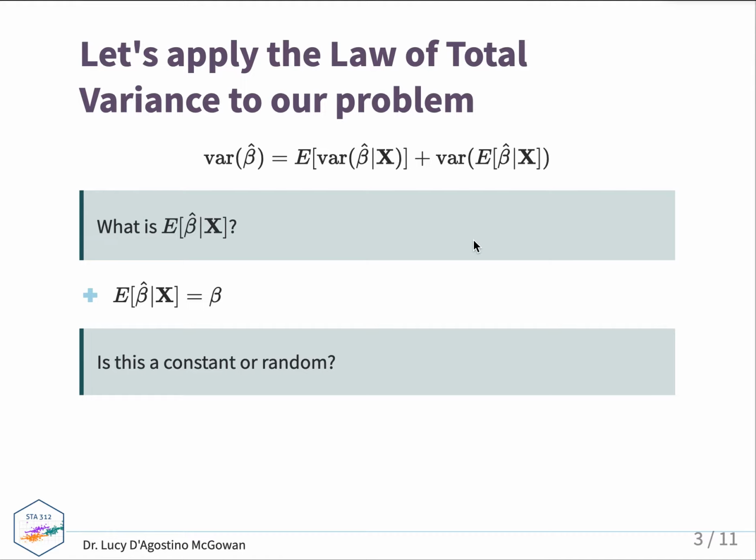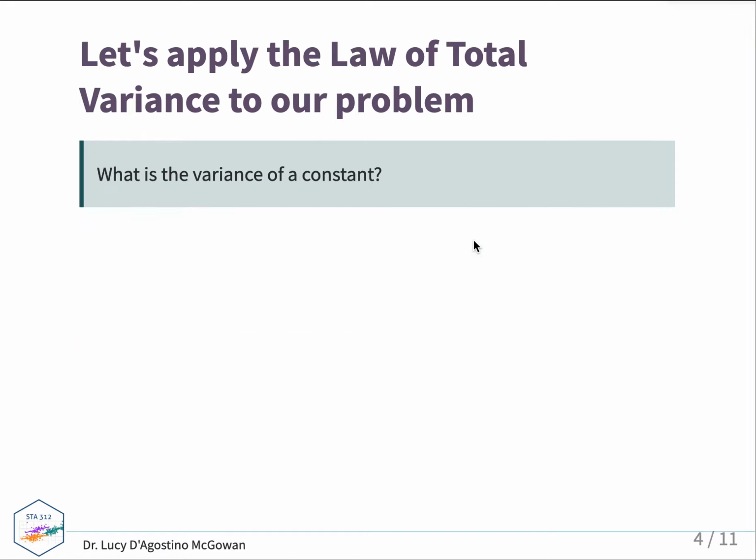And is this constant or random? Think back to that last lecture, or if you don't remember, you can pause this and go back and watch it. Try to decide: is beta constant or is beta random? Beta is constant. So beta hat is random, but beta is constant. What does that mean? Well, what is the variance of a constant? Variance describes the variability or spread of something. If it's just constant, then there's not going to be any variability, so the variance is just going to be 0. We can cross out that second part of the equation and replace it with 0.